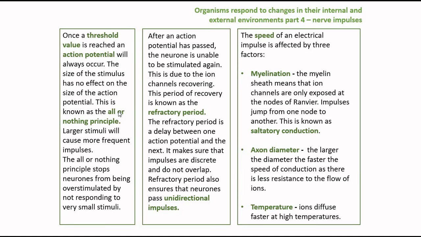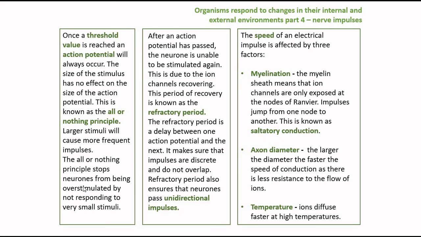Without a big enough stimulus, it might go from minus 70 to minus 60 to minus sort of 58. But if we don't reach that threshold point, all the sodium channels aren't going to open. We call that the all or nothing principle. And again, the usefulness of that is it stops neurons firing from very small stimulus.